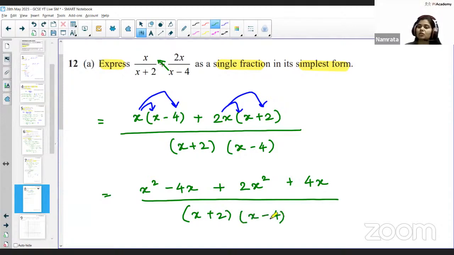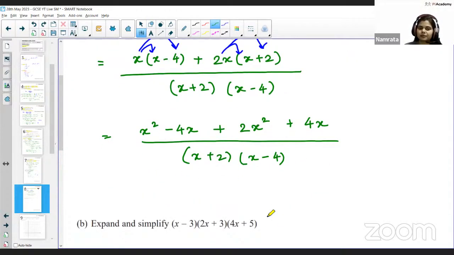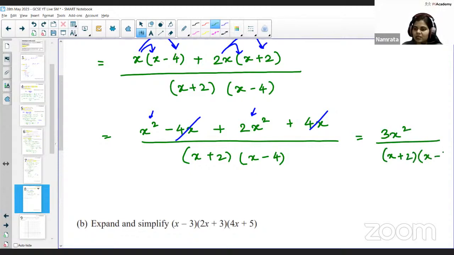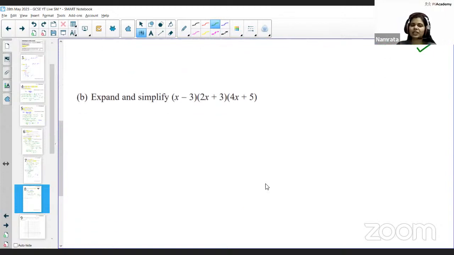Now let's search for like terms in the numerator. Here, minus 4x and plus 4x are like terms. However, they get cancelled because they have opposite magnitudes. So our answer will be x square plus 2x square, that is 3x square, over x plus 2 times x minus 4. That will be your final answer. Hope that helps. Great. Moving on to the next question.